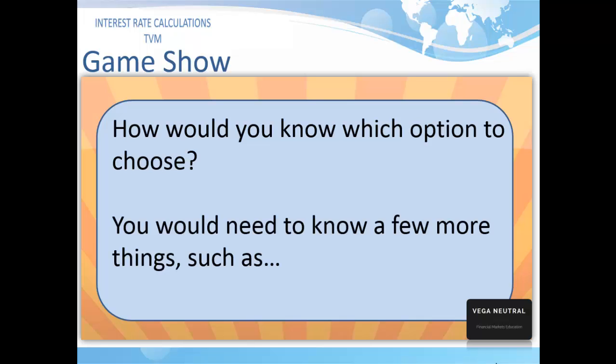You would need to know a few more things to make that decision, such as the likelihood of default. In other words, what's the chances of the entity or the person that's about to give you the $1 million at the end of this year still existing? So in other words, are they going to be able to pay you the $1 million in a year from now, or are you safer taking the money and holding onto it yourself?